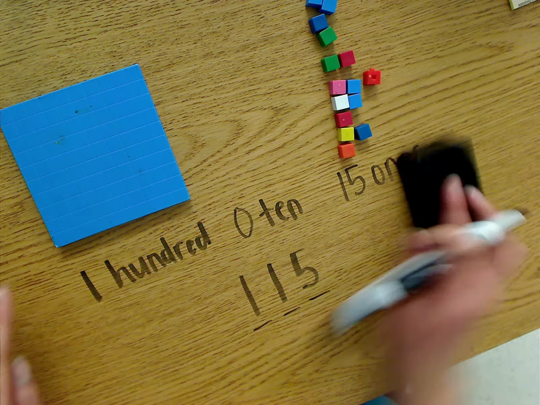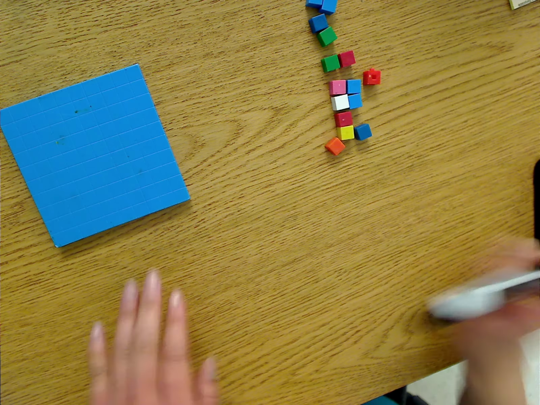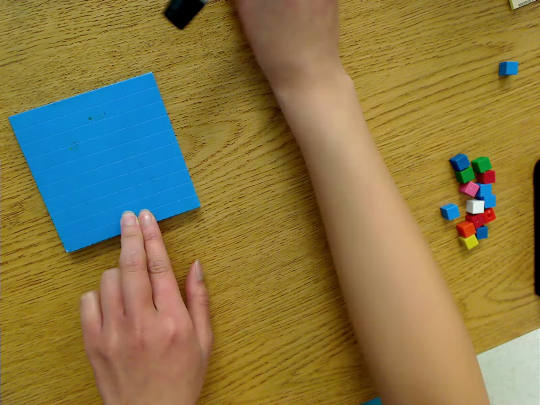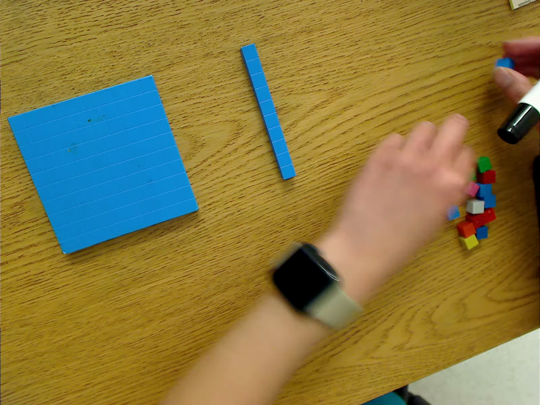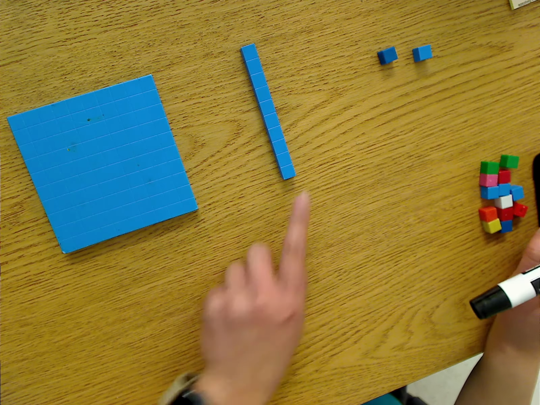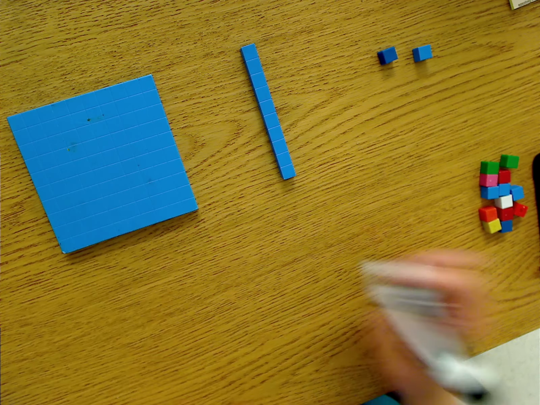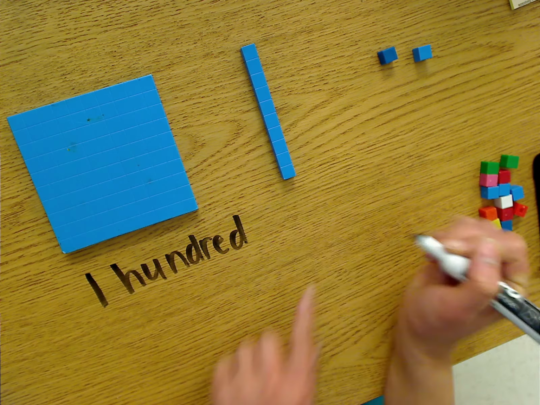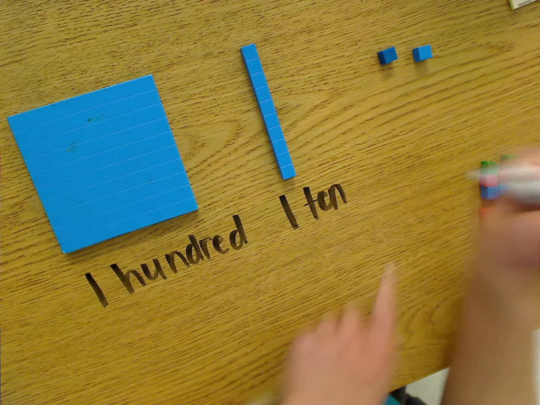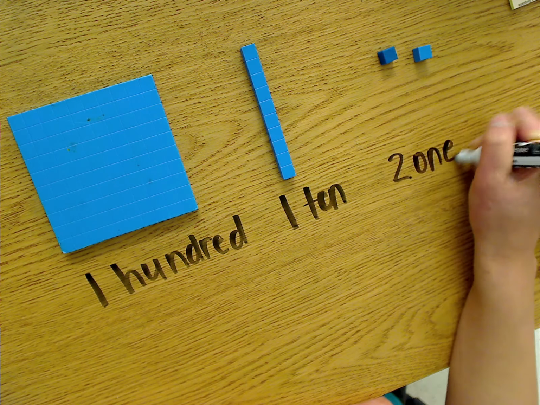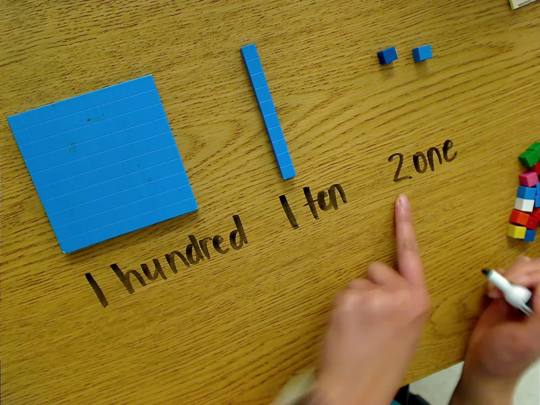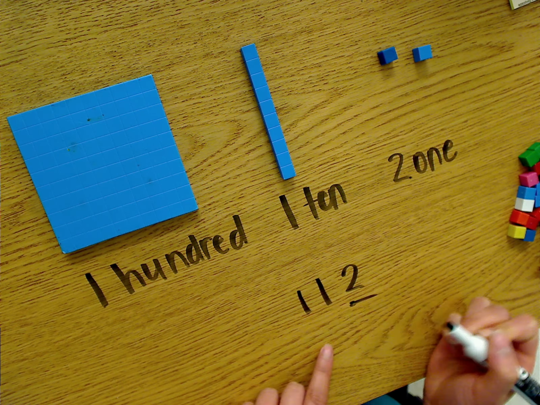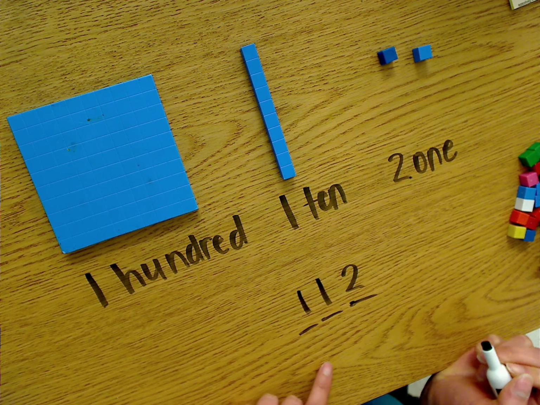Okay, let's build 112. So I'm gonna put a hundreds block here. I'm gonna have one tens block and then 2 ones. 112. Okay, so I have 100, 10, and 2 ones. I'm gonna write this number now. So I have a 2 and then a 1 and then a 1. My ones place, my tens place, and my hundreds place. 112.